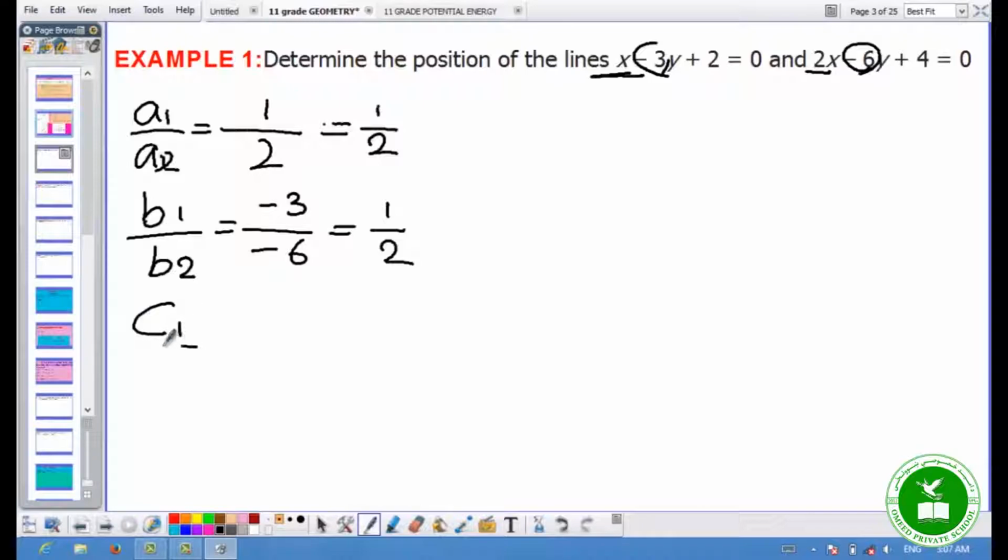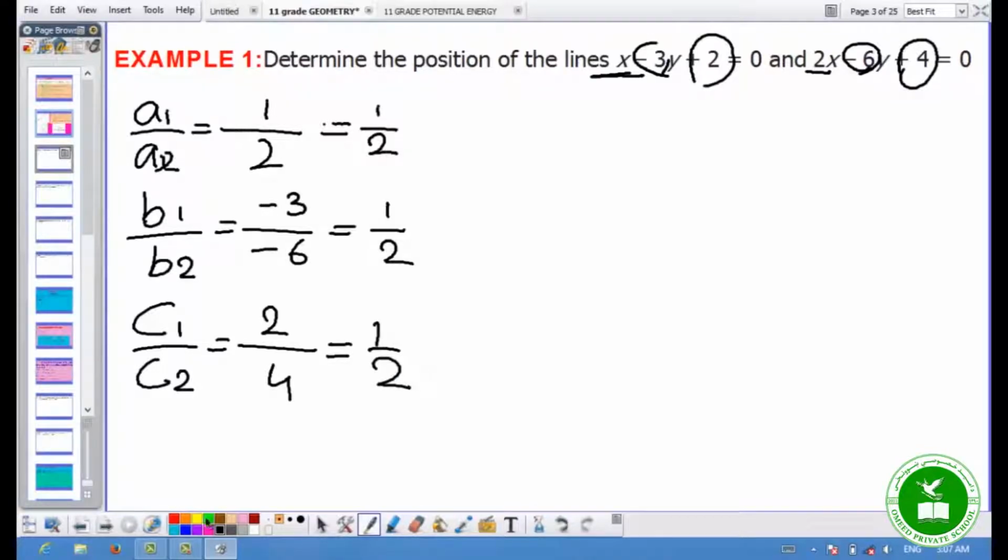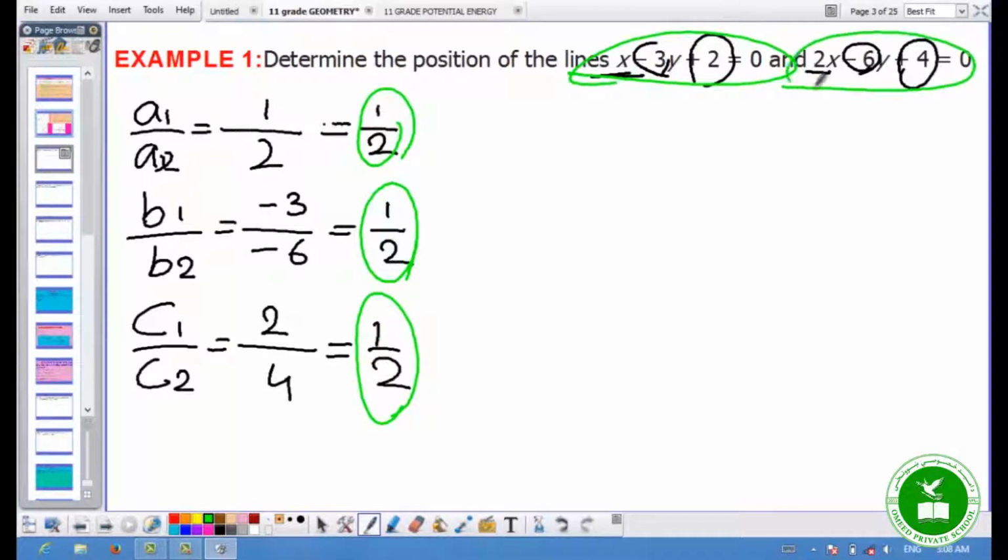Ratio of constant values, c1 over c2. c1 is the constant value in the first equation, that is 2 here. Divided by c2, the constant value in the second equation, 4 here. So 2 divided by 4 is equal to 1 over 2. You see here the result is the same, 1 over 2 every time. It means these two lines are coincident with each other. They are coincident.